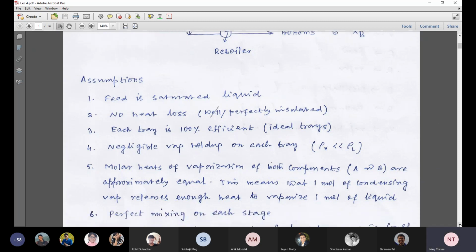Okay. Now our sixth assumption is perfect mixing on each stage, which is quite common for most of the chemical processes. In fact, I mentioned a few assumptions are very common. Perfect mixing on each stage. What is the meaning of this?